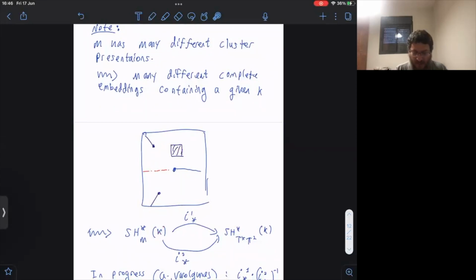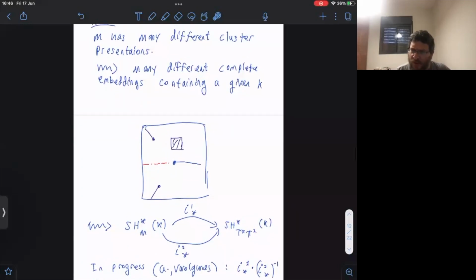Our locality isomorphism gives you a map from symplectic homology relative to M to T star T2. One map is associated with having the ray going off in this direction, but there's another map with the ray going off in this direction. This gives you a non-trivial automorphism of the symplectic cohomology of T star T2 with itself. Okay. Is this point understood?